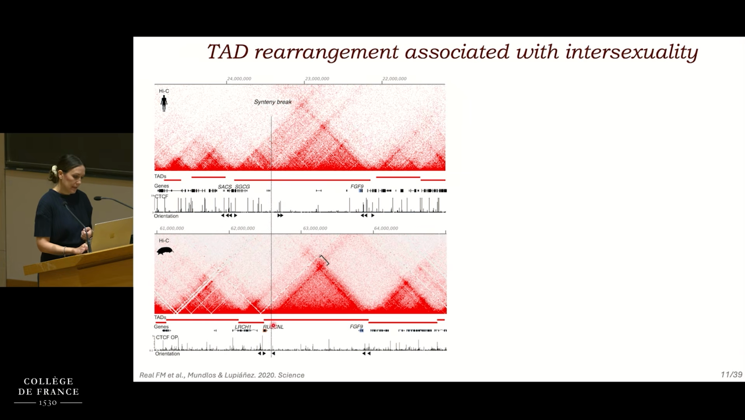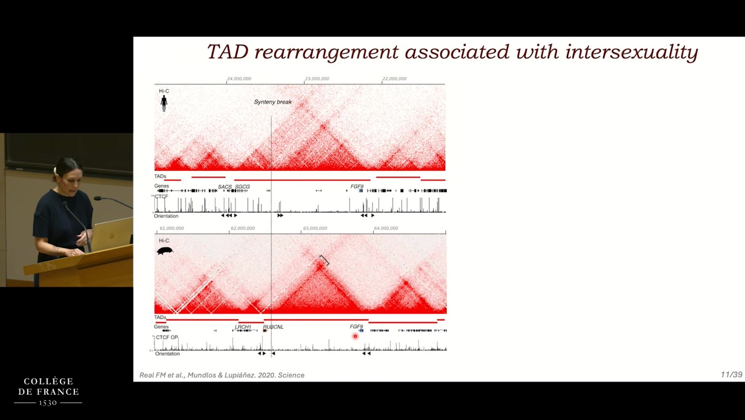And what happened in the mole is that there is a synteny break, and due to this synteny break, which is an inversion, a new piece of DNA is now coming into proximal physical 3D contact with the promoter of FGF9. And we also saw that FGF9 was ectopically expressed in the female gonads. So probably it is behind or contributing to the intersexual phenotype.